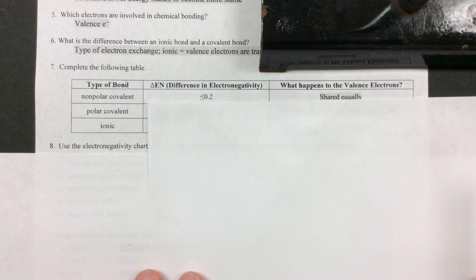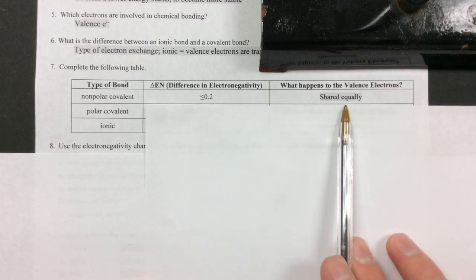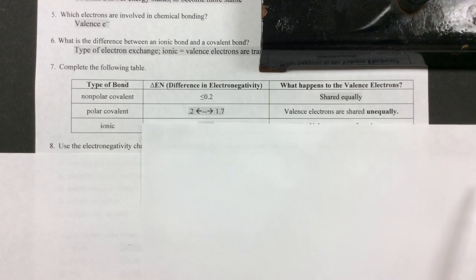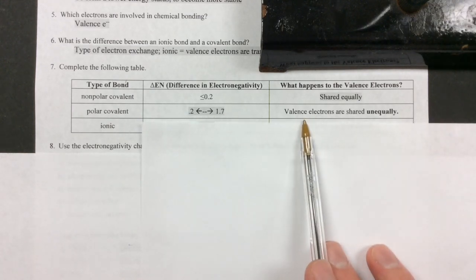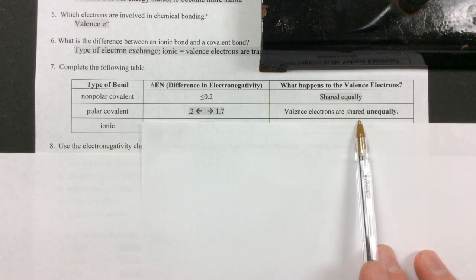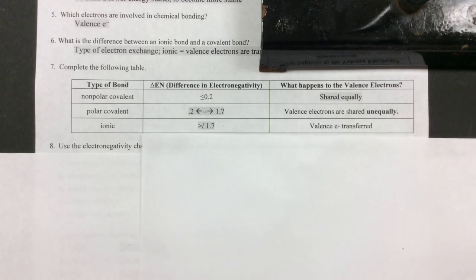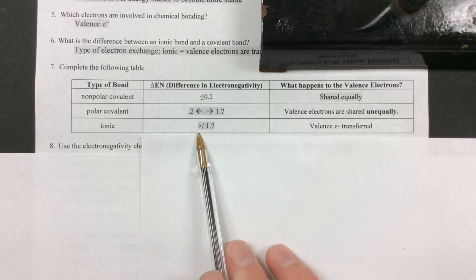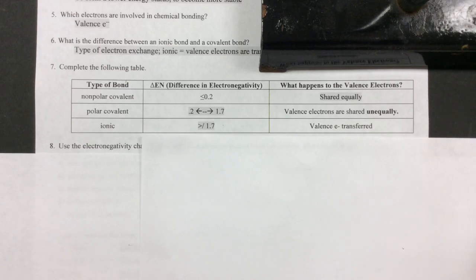So the first question has to deal with nonpolar covalent. Basically, we're looking for anything that is equal to 0.2 or less than. Those electrons would be shared equally. Polar covalent is going to be between 0.2 and 1.7. Those electrons are shared, but they're shared unequally, meaning one element has more pull than the other. And then ionic, last one, will be greater than or equal to 1.7. Those valence electrons are transferred.